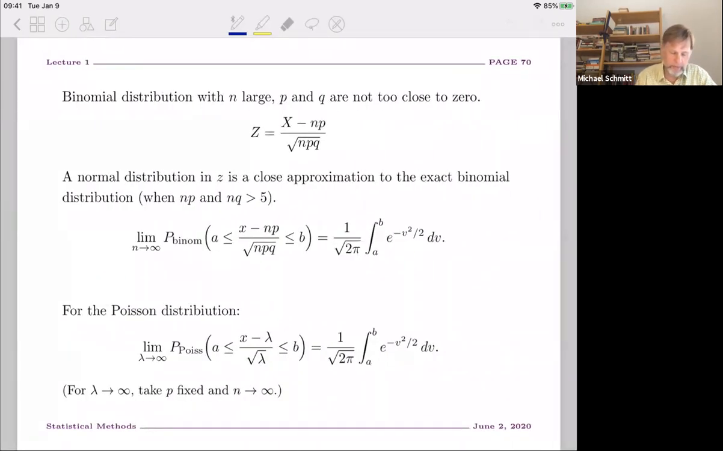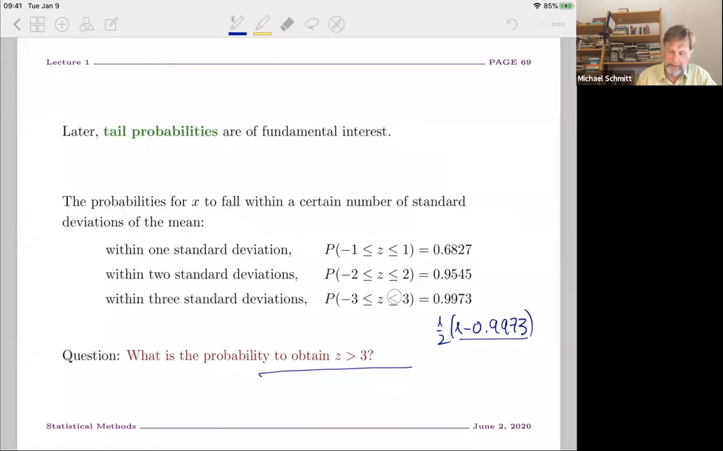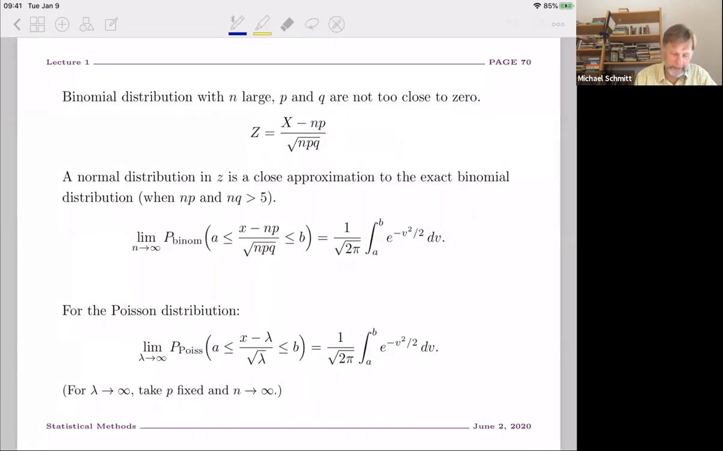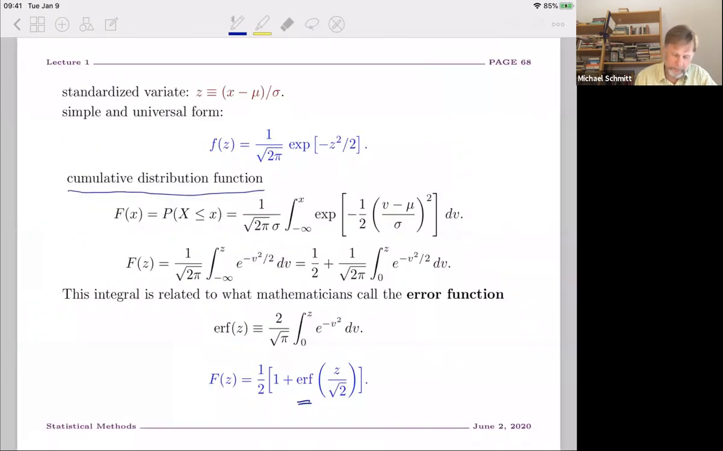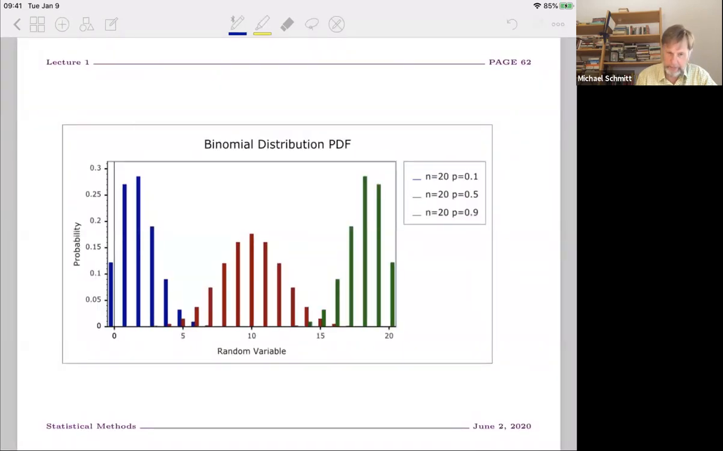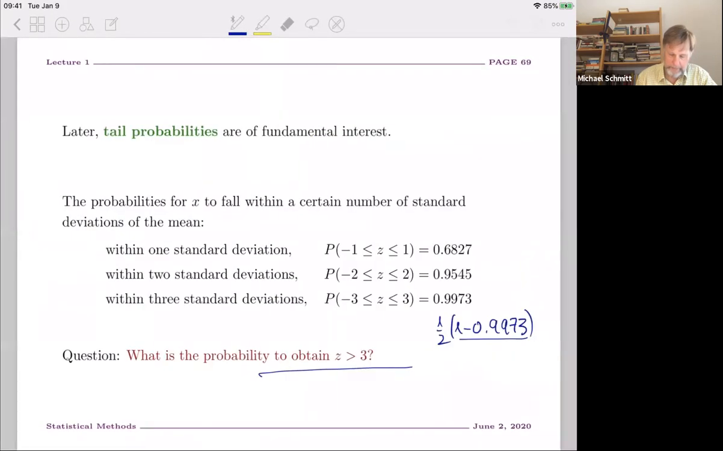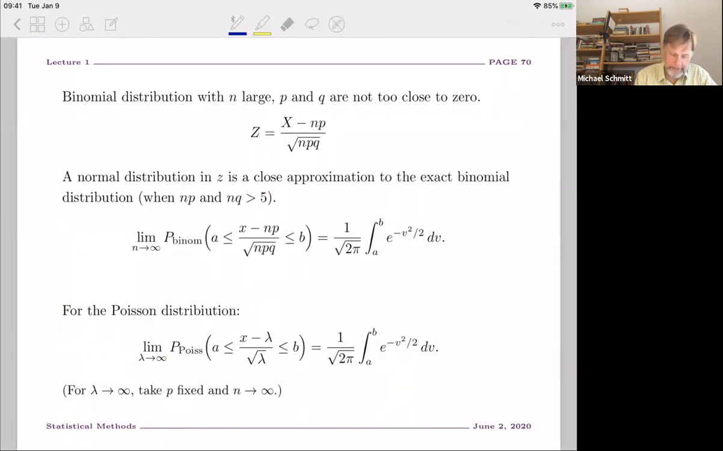Now, one of the reasons why the Gaussian or normal distribution is so well known is that many other distributions asymptotically look like it. So the binomial distribution, if we go back to the picture, this red one looks like a Gaussian, doesn't it? And in fact, you can almost treat it like a Gaussian by defining a random variate z, which is x minus the mean, divided by the standard deviation for a binomial.